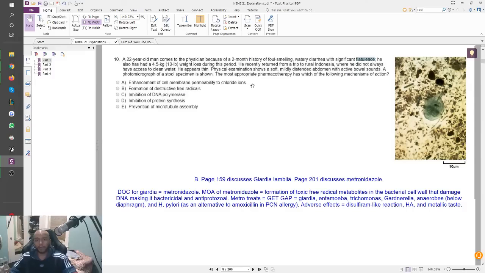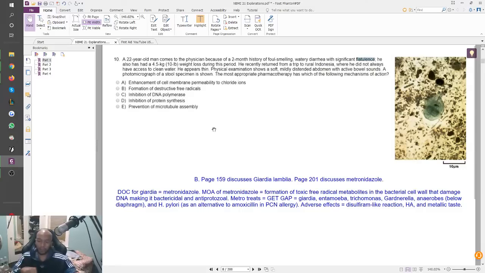Has which of the following mechanisms of action, right? So they asked you a third degree question. Now, first degree question would be to ask you, what is this infection? Second degree would be to ask you, what is the treatment for it? A third degree question is asking you the mechanism of the treatment of the infection, right?